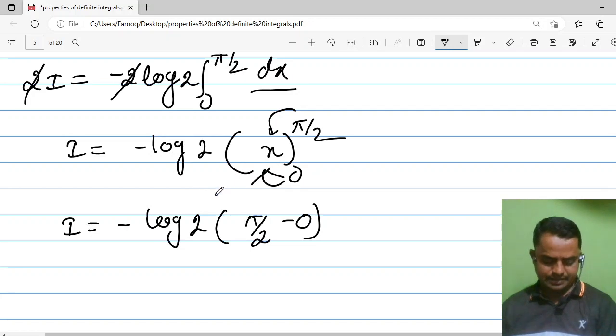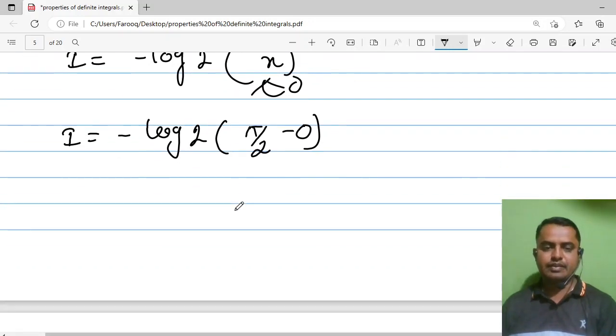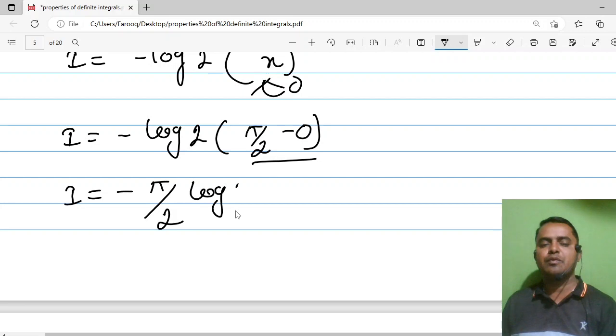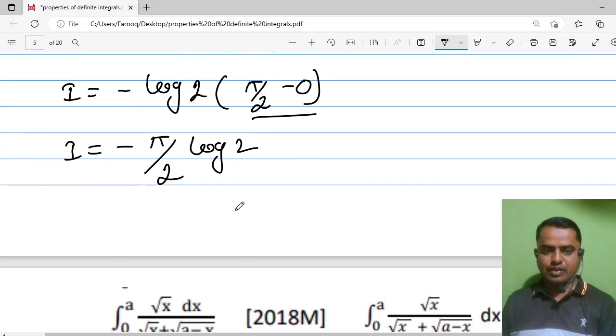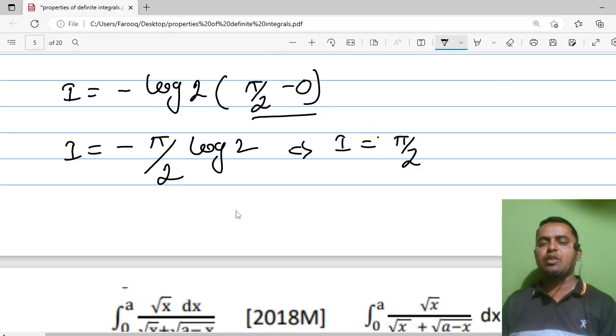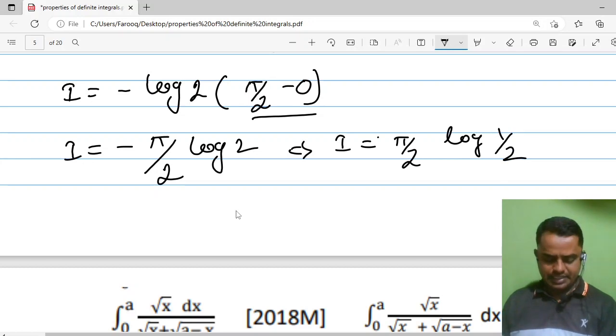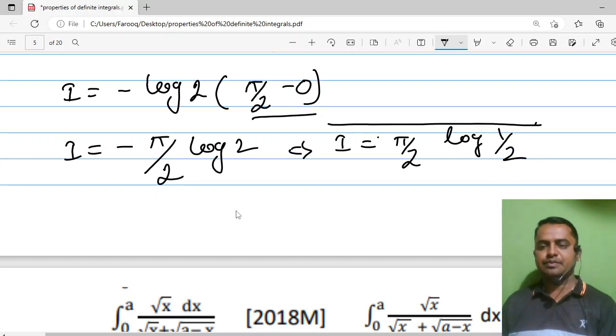Next, after that, right here, I is equal to minus pi by 2 minus 0, which means pi by 2 log 2. Now I is equal to pi by 2 log 1 by 2. This is the final answer for the question.